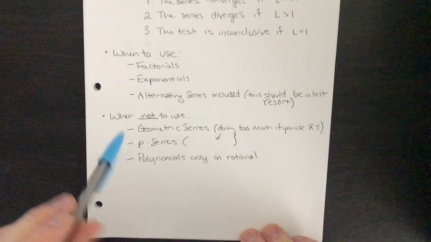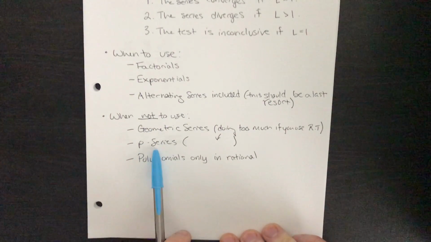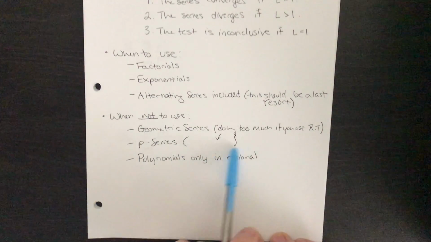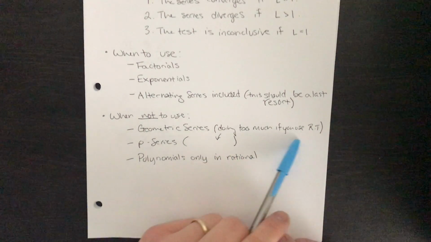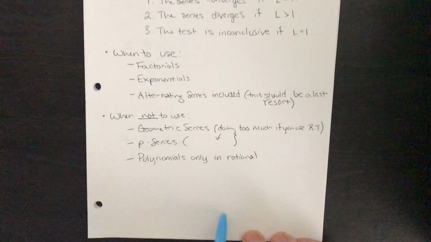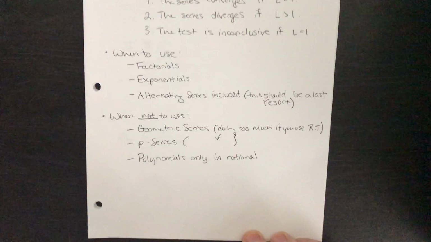And then when is it not good to use? I mean, the first two, pretty obvious. If you have a geometric series, use the geometric series test. If you can recognize that, you'd be doing too much work if you're doing the ratio test. The p-series, also something you should be able to recognize; you're doing way too much work if you have to use the ratio test.